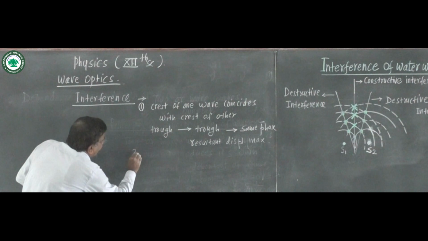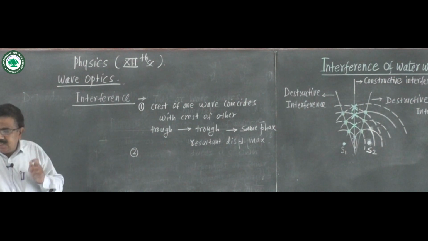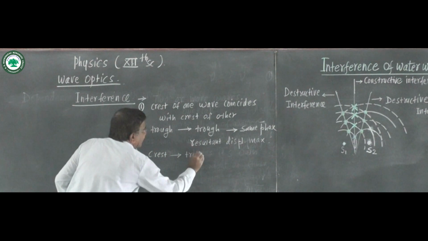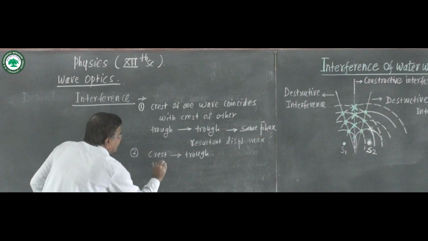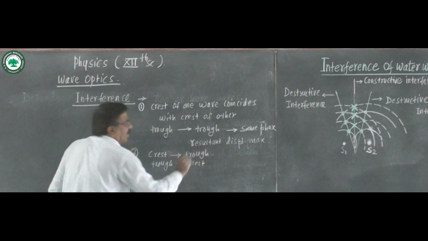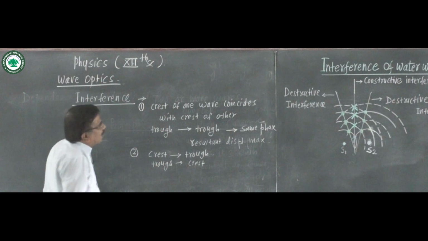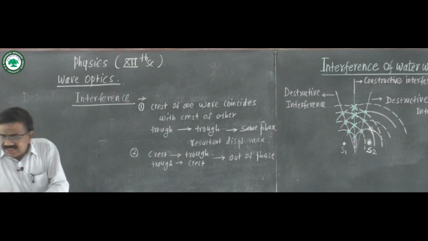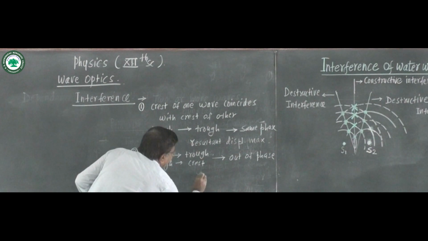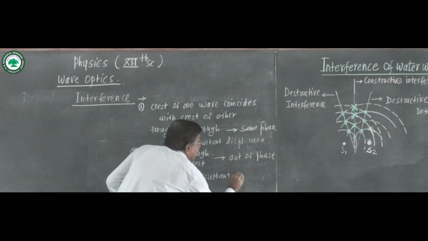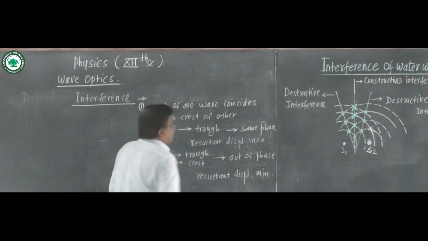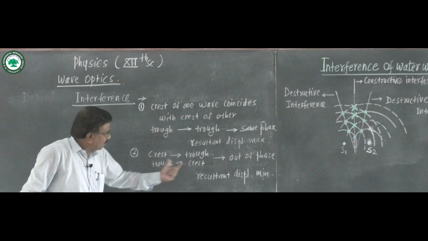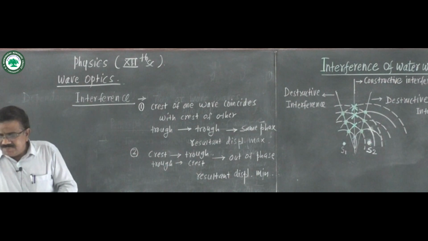Again, in the superposition of two or more waves, if crest of one wave coincides with trough of the other, or vice versa, that is trough coincides with crest of the other wave, the waves are said to be out of phase. The resultant displacement at that point is minimum. Same phase: crest and crest, trough and trough coincide. Out of phase: crest coincides with trough, trough with crest, resultant displacement is minimum.